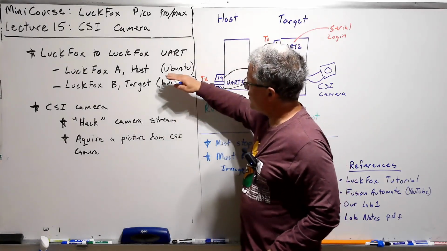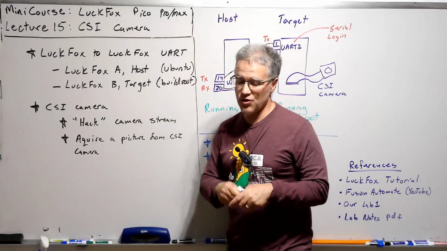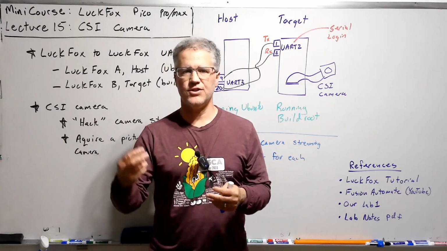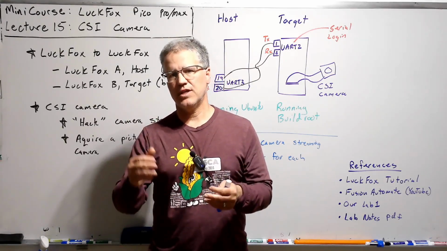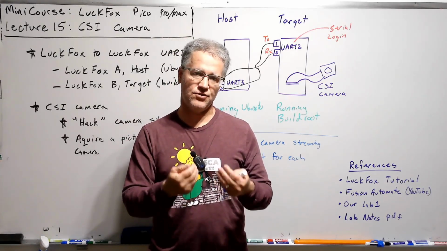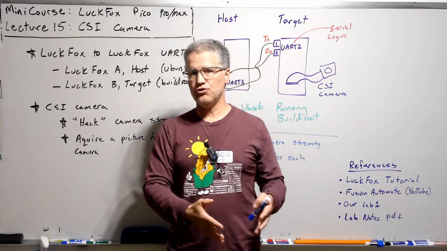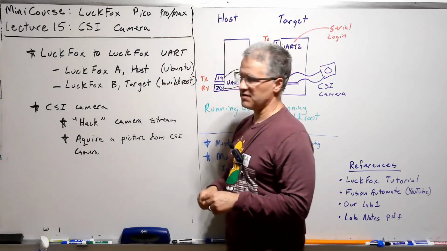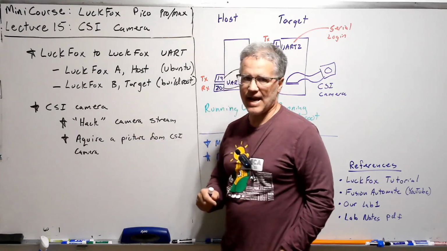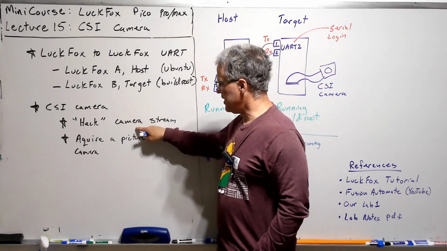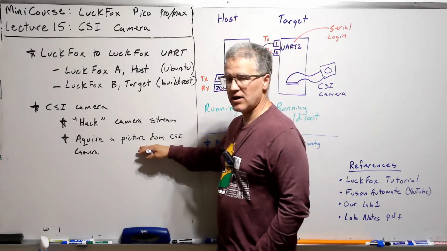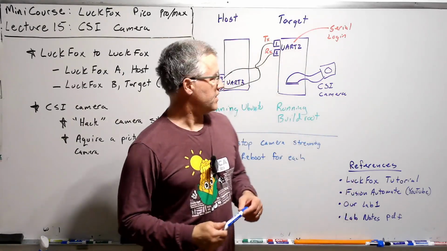So as I mentioned, we'll be controlling a target with the host, and we know that we can enter into the LuckFox in three ways: one through the USB port, one through SSH, and then one through UART. And so we're going to actually need to do UART from the host LuckFox to the target LuckFox. So we'll UART into that, and then we need to hack this camera stream. As I mentioned, the stream will be going, and we'll have to kill that process, and then we'll acquire a picture. So that's kind of the goal.